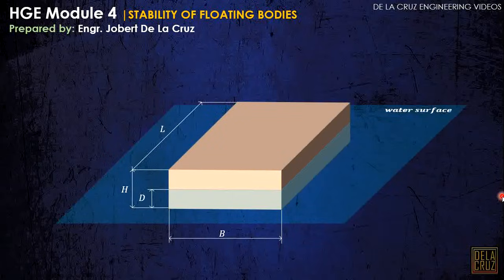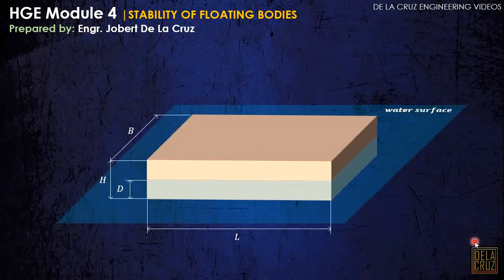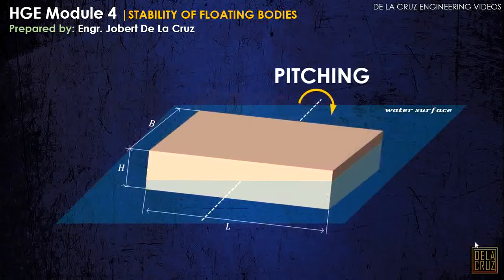There are two cases of tilting. If this is the length of our shape and this is the base, the length is the greater dimension. It can tilt like this, which we call rolling. It will roll along its long axis. Another case is called pitching. It will rotate along its smaller axis.